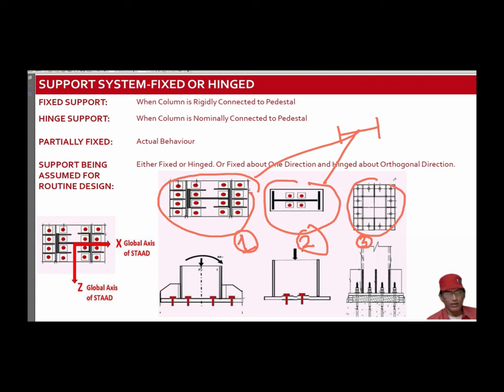So in our case, we shall have I column. So we shall have this kind of column. We are planning to provide a support system that will be fixed about Z axis. That is, it will be able to resist movement along the global X axis of the structure, and it will not be able to resist movement along the global Z axis.